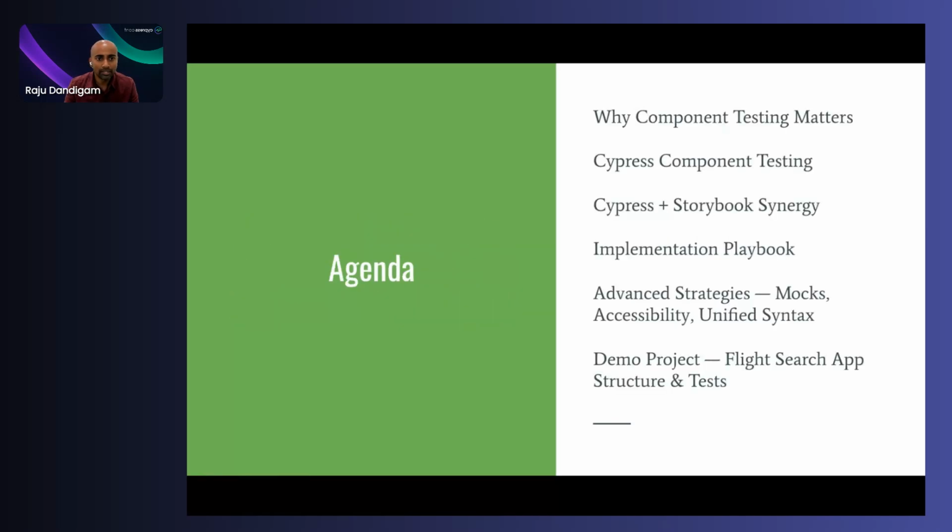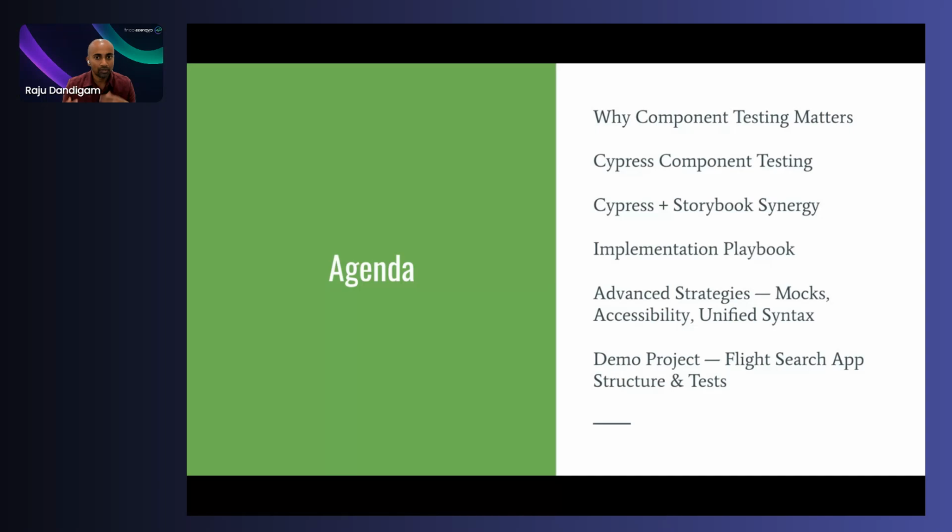So let's quickly look at the agenda, see what topics we're going to touch, and how we're going to navigate through this session. First we'll look at why component testing matters, and then how we do Cypress component testing and how it brings real browser fidelity and faster feedback. Then we'll look into Storybook, how Storybook works together with Cypress, and how we use compose stories to connect both of those worlds.